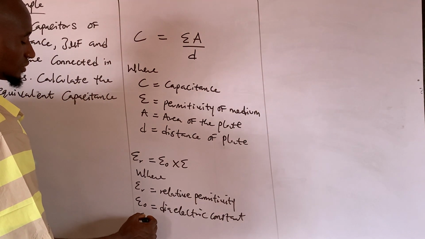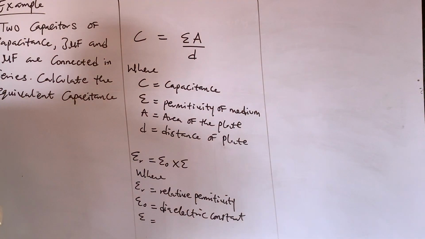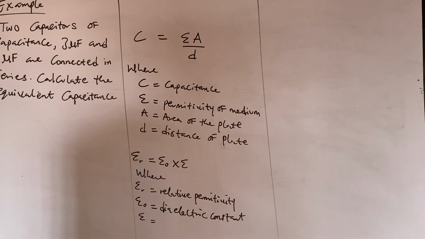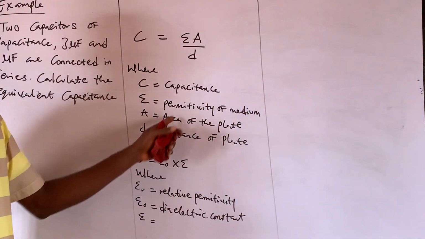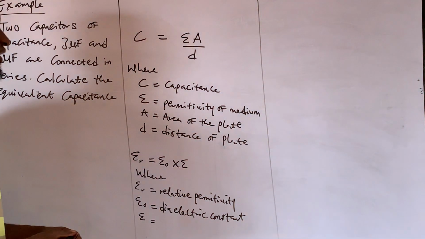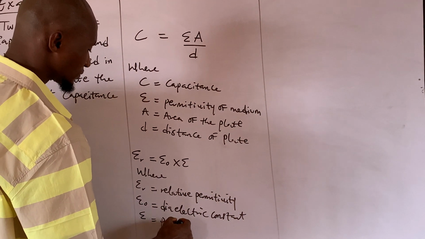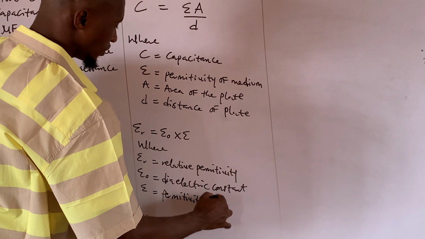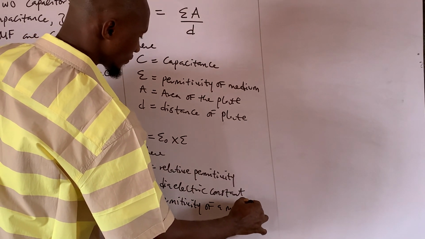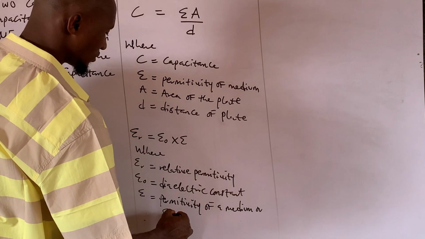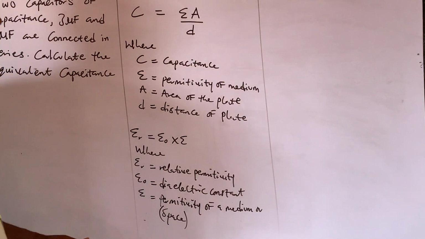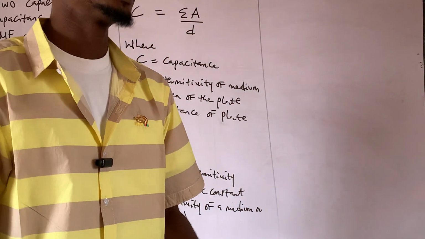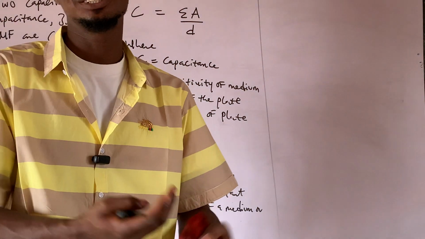What about this? So it's either you call this dielectric constant or permittivity of a space. I've told you about this already, permittivity of a medium or space. Let me say this in brackets. So I want you to understand this. And I want you to understand factors affecting capacitance, or let's say characteristics of capacitance.